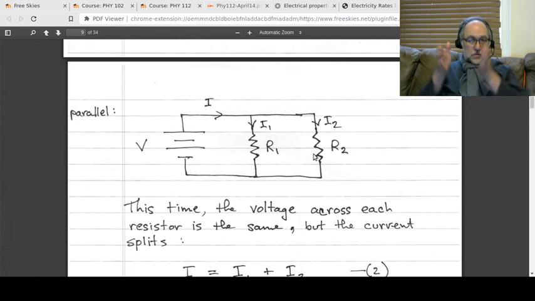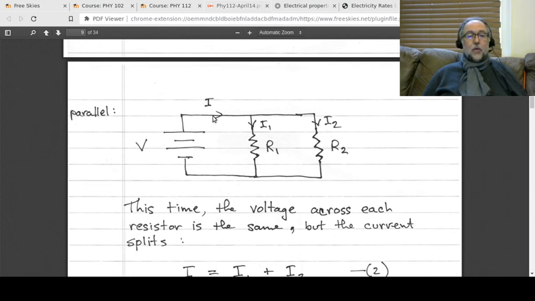Parallel means these two resistors are side by side. The situation's kind of different now. Here I drew the current because something very interesting happens here. So here's a current, but it gets to this point right here, which is a junction, and the current splits. It splits into I1, which goes through R1, and I2, which goes through R2.